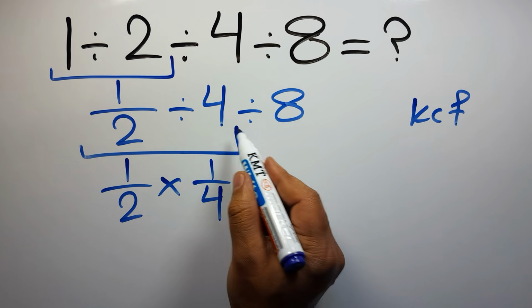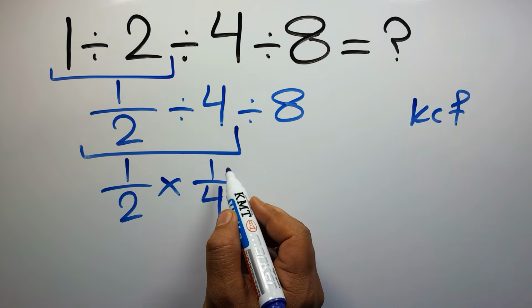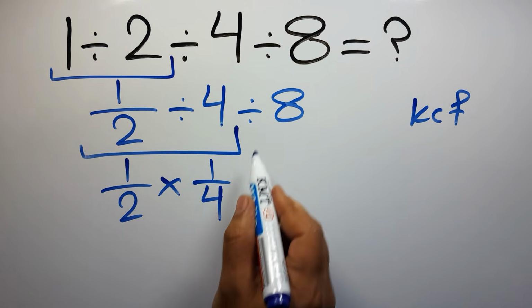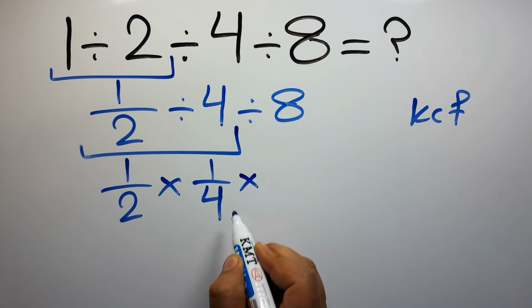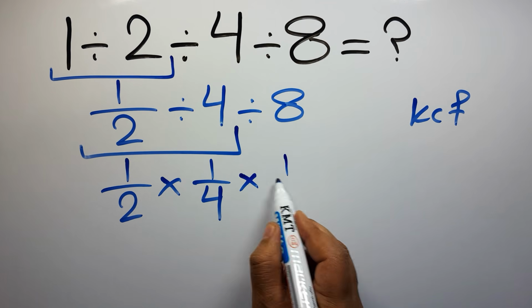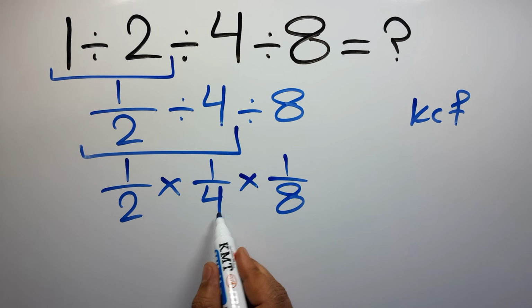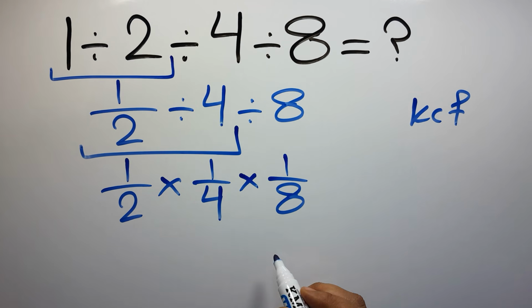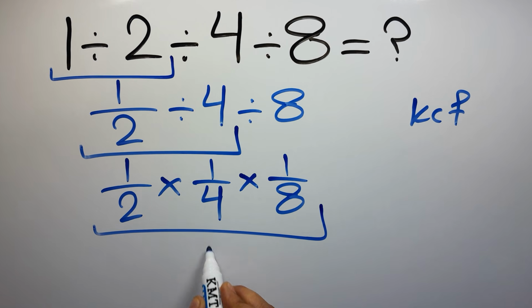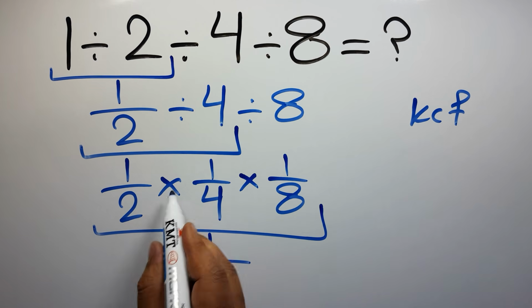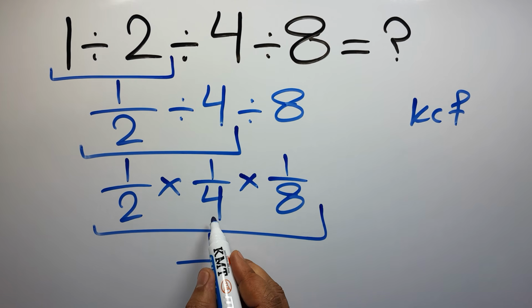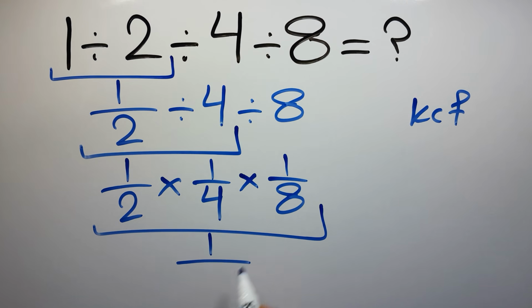And again here we can apply the KCF rule. Keep the first fraction, change division to multiplication, and flip the second fraction. So we have 1 over 2 times 1 over 4 times 1 over 8, which equals 1 over 2 times 4 gives us 8. And 8 times 8 equals 64. So we have 1 over 64. And this is our final answer to this problem.